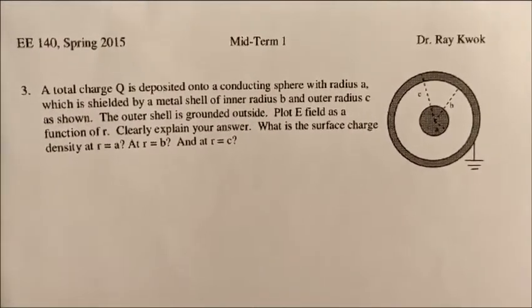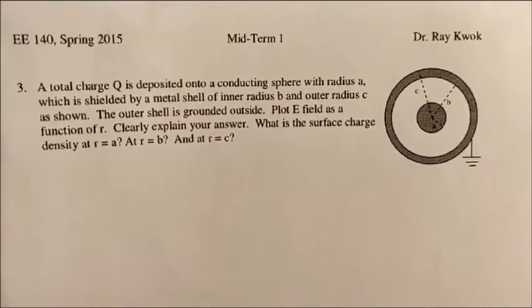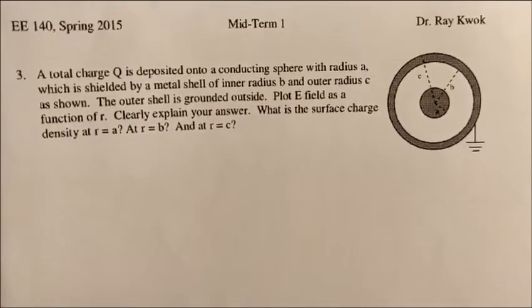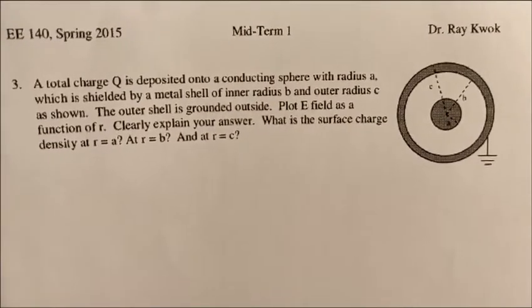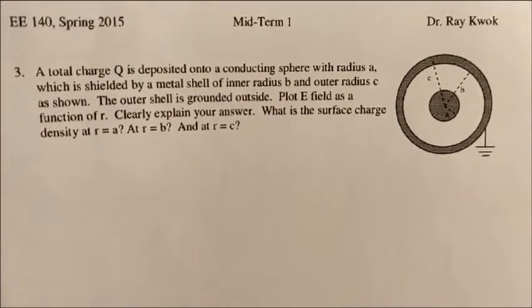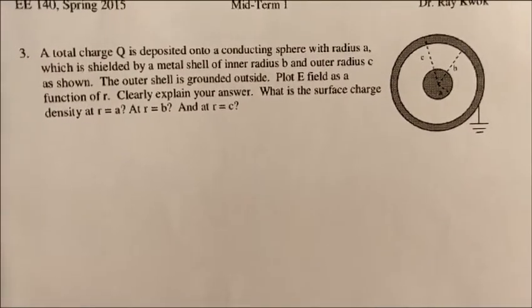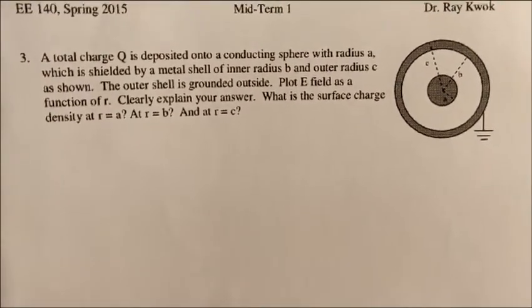The outer shell is grounded outside, and it's asking to plot the E field as a function of R, and clearly explain your answer. It's also asking, what is the surface charge density at R equal to A, at R equal to B, and at R equal to C?